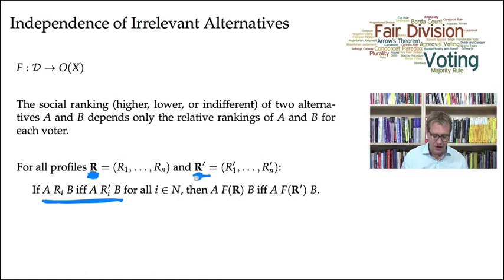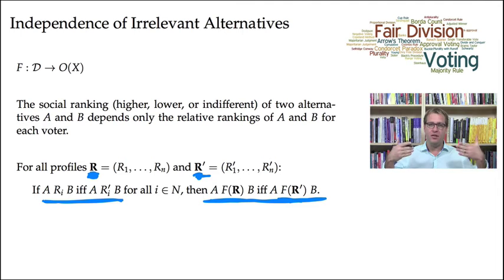If that's the case, then society has to rank A and B in exactly the same way in profile R and in profile R prime. So if society ranks A strictly ahead of B given profile R, then it has to rank A strictly ahead of B given profile R prime, and vice versa. So the relative ranking of A and B depends only on what the voters feel about A and B, and not on any other, quote-unquote, irrelevant alternatives, any alternatives different than A and B.